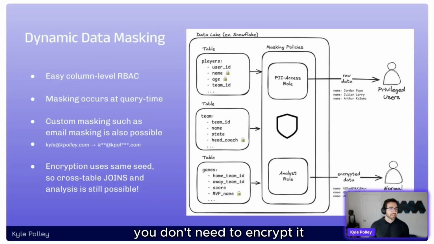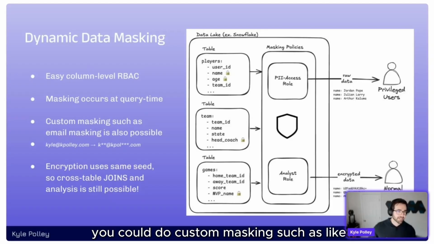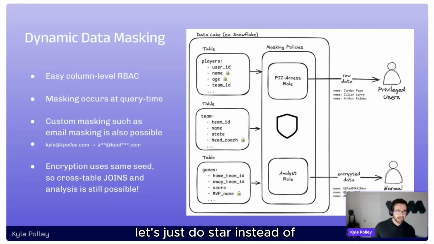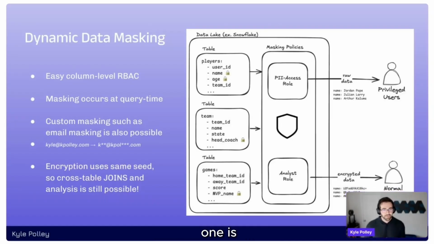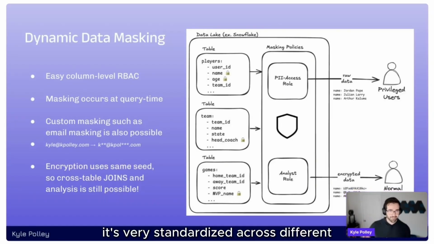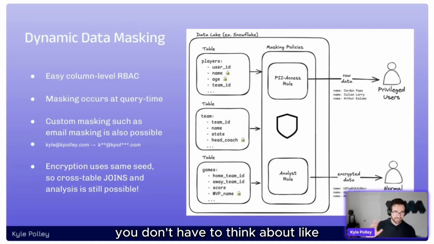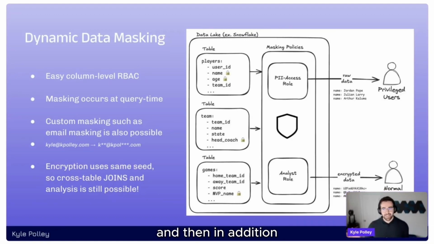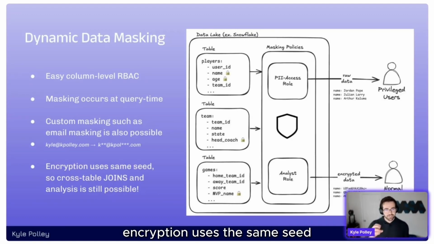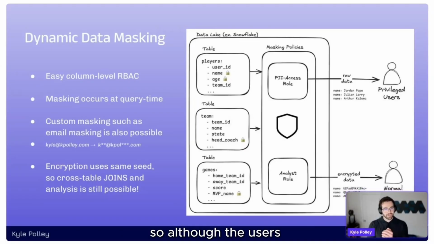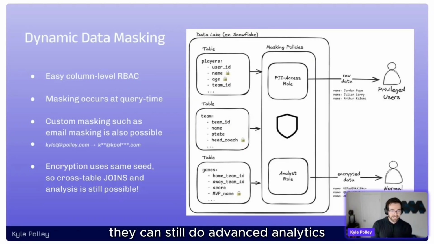You don't need to encrypt it. You could do custom masking, such as, for the last couple of characters, just use a star instead of the actual raw character. But I would suggest just using encryption. One, it's very standardized across different column types. You don't have to think about what type of data you're masking; you just have to mask it. And in addition, encryption uses the same seed, so although the users can't see the raw data, they can still do advanced analytics such as cross-table joins.